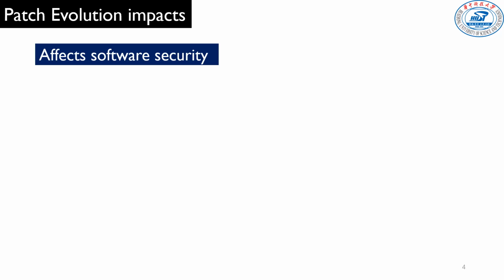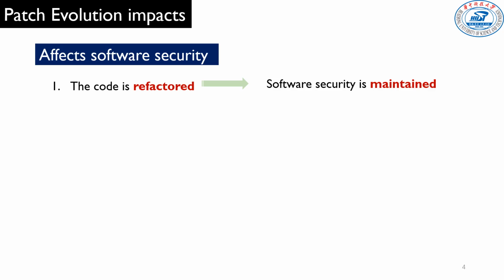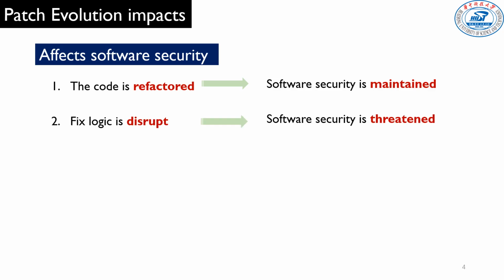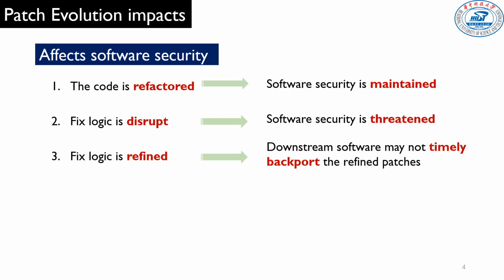So, what are the potential impacts of patch evolution? There are three main scenarios. First, code refactor. It improves readability and maintainability. In this case, software security remains unaffected. Second, the fixed logic is disrupted. During collaborative development, different developers may alter the original patch logic, potentially introducing new vulnerabilities. Third, the original patch logic is enhanced, such as adding conditions, implying flaws in the original patch.